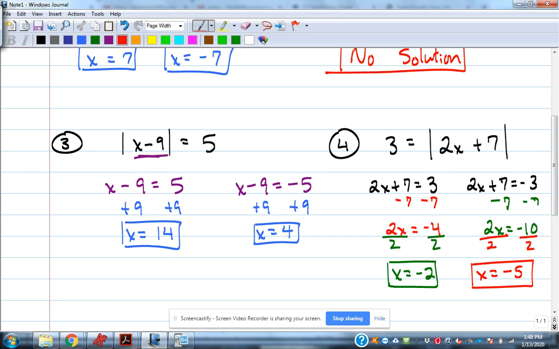So the absolute value, notice on every one of them we've done so far, all 4 of them, that the absolute value was by itself first. And then we had it equal to a positive number. If it's not equal to a positive number, it's equal to something negative, then you know it's no solution. You don't even have to work it. But you get that absolute value isolated or by itself first.